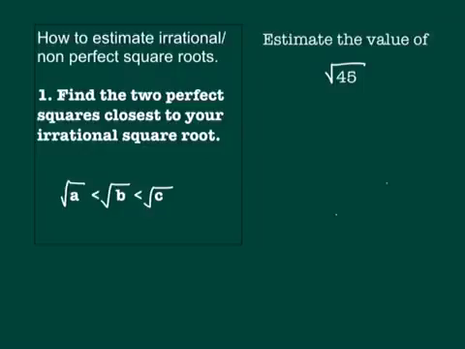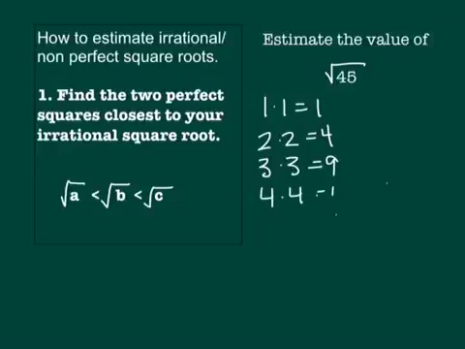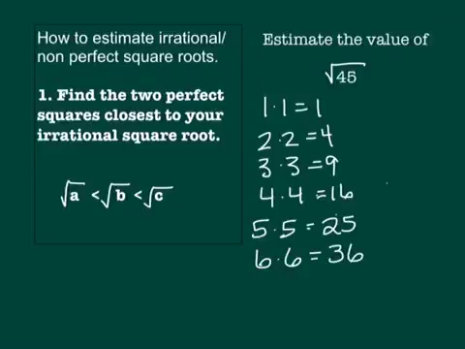In order to do that, you need to know your perfect squares. So 1 times 1 is 1. 2 times 2, 4. 3 times 3, 9. 4 times 4, 16. 5 times 5, 25. 6 times 6 is 36. 7 times 7 is 49.